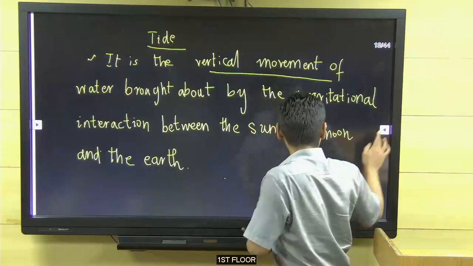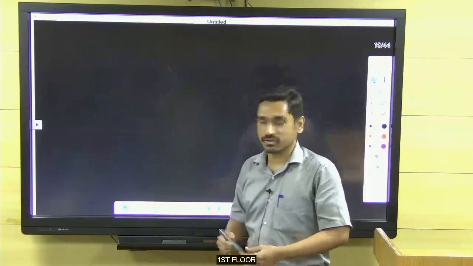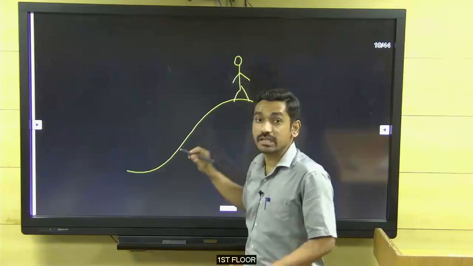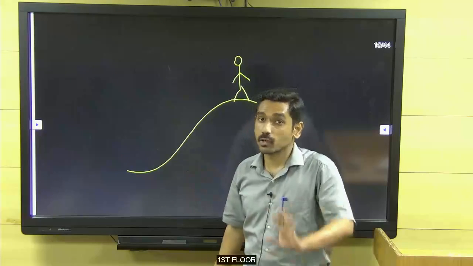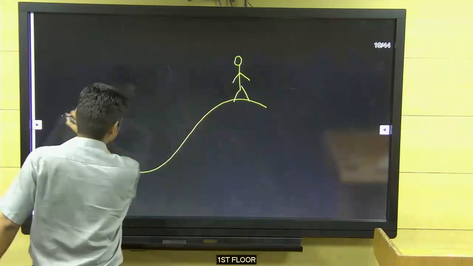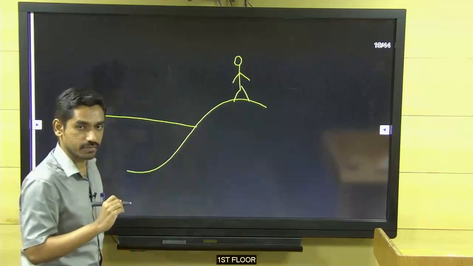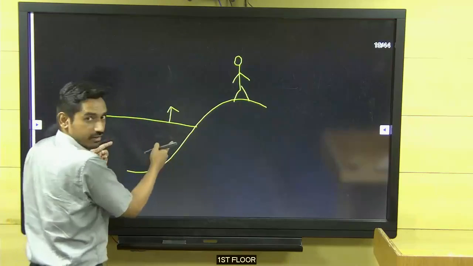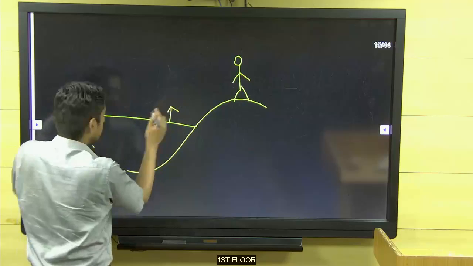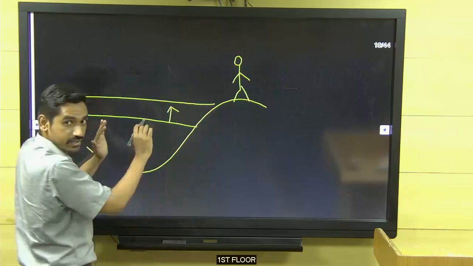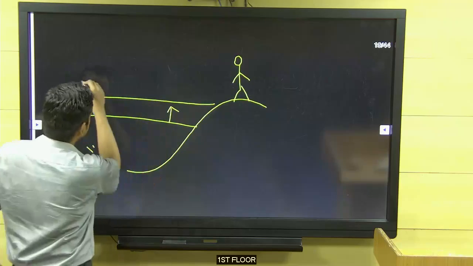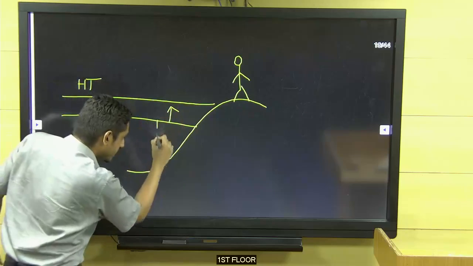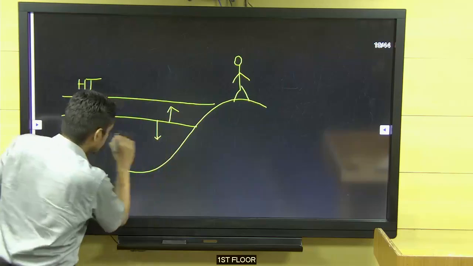Okay. First, visual. Note, people standing in the coastal area. Normal or average water level without any disturbance, let's say this is your mean position, just like oscillation. The entire water level moving vertically up, water level itself moving vertically up, this is the high tide position. Water level receding back, this is the low tide position.